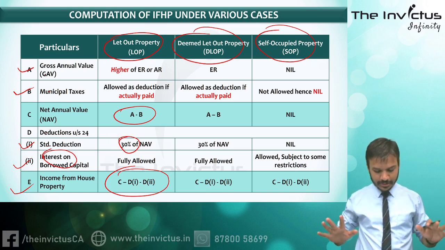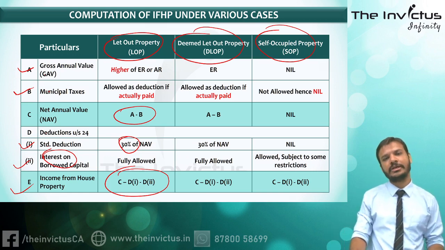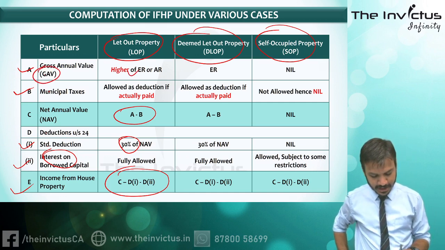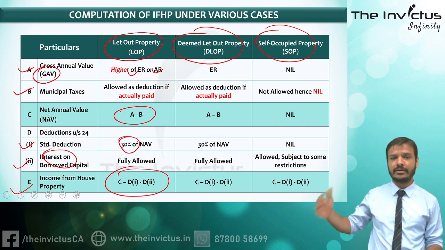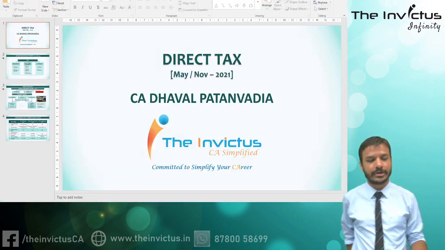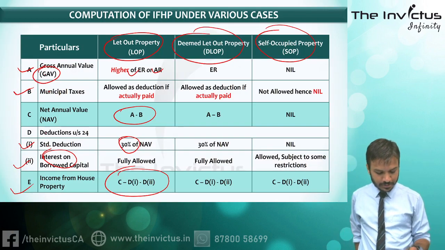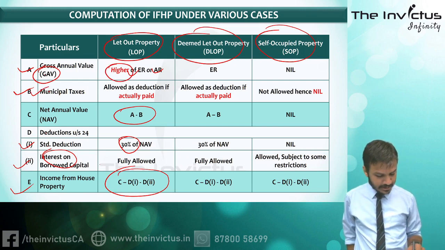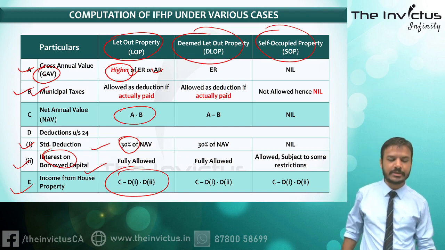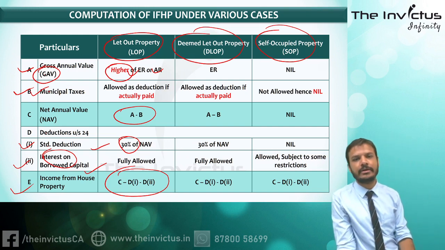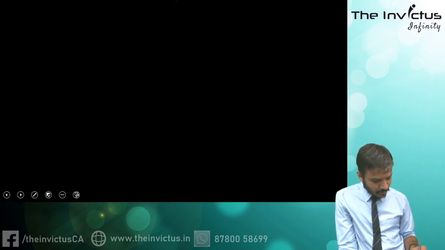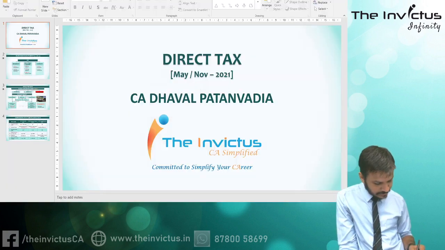Okay. So in case of IFHP, you need to compute this thing. So what things do I need to compute? First, I want to compute GAV. Then I need ER and AR. ER is expected rent and AR is actual rent, right? Then comparison of both the things. Then I need to discuss municipal taxes. Then what are the provisions of interest and standard deduction, etc. That we will discuss one by one. Okay. So now let's have some overview about the charging section and all.